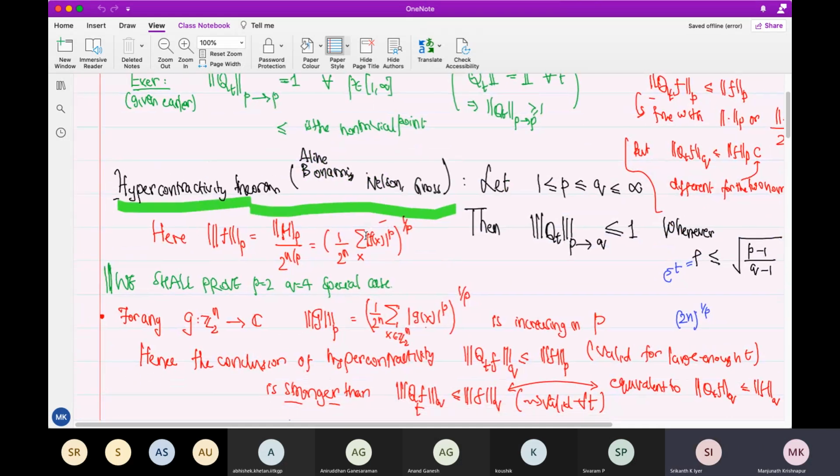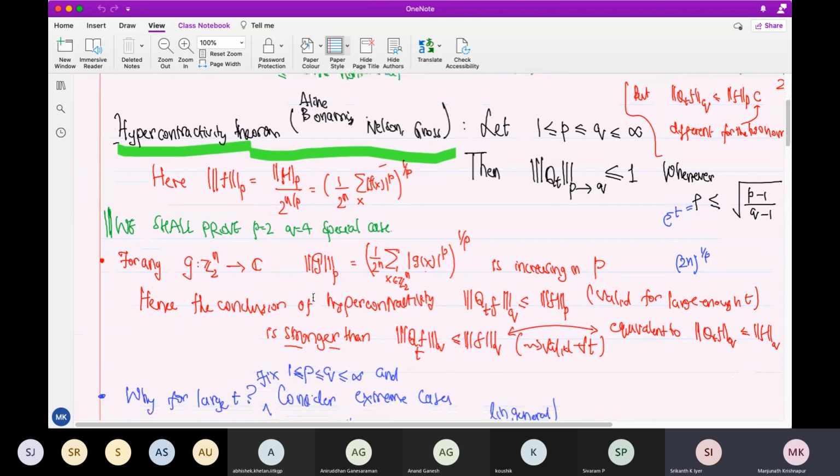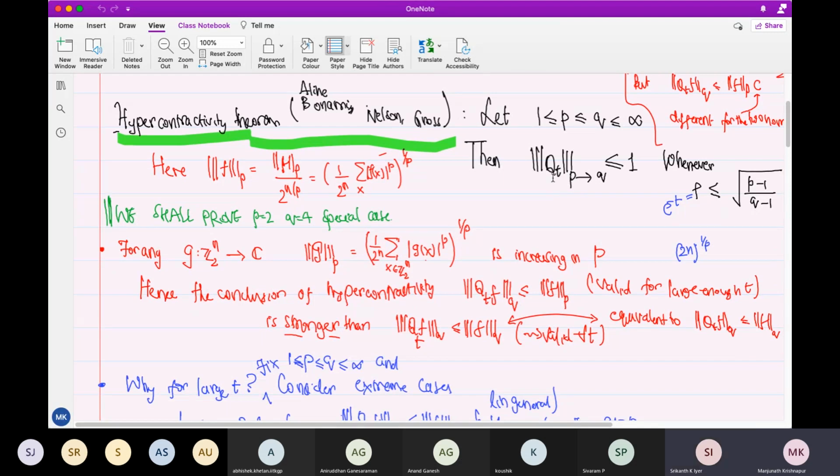The hypercontractivity lemma says that this Qt is a contraction even from P to a slightly larger Q. How large depends on t. You can put it in two ways. You fix a P and fix a t, then there is a Q which is slightly larger than P for which this holds. Or you can fix P and Q and then say that there is a sufficiently large t for which this holds. Either way, we were only interested in the P equal to 2, Q equal to 4 case, which says that Qt from L2 to L4 is a contraction.